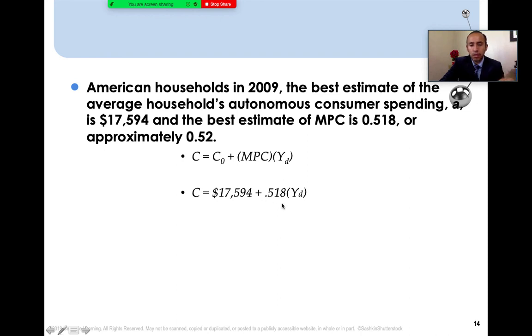0.518 is your propensity to consume. And if we have our income, we can plug it here and estimate our total consumption for that year. So if we have our income at 50,000, then out of those 50,000 net, we will consume 0.52 and add it to our autonomous consumption for that year. And if your income rises, your consumption rises. So we're going to have a consumption function that is upward sloping.